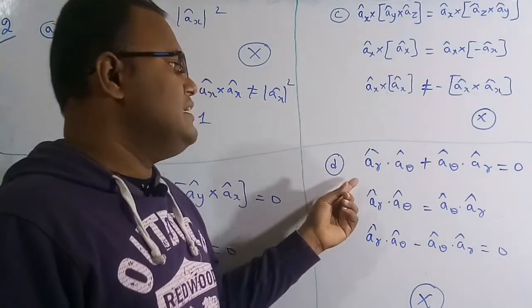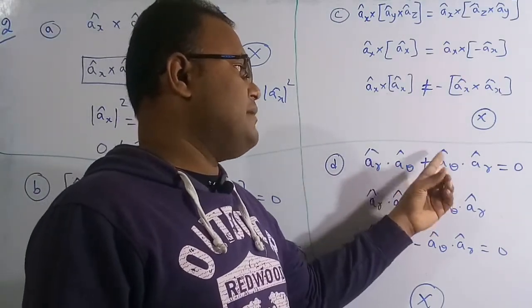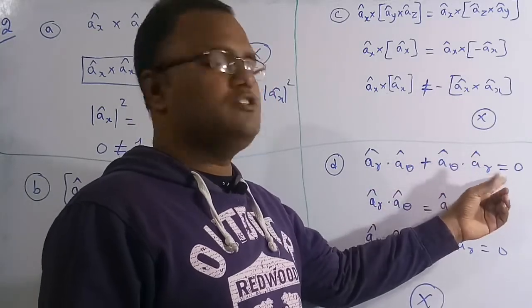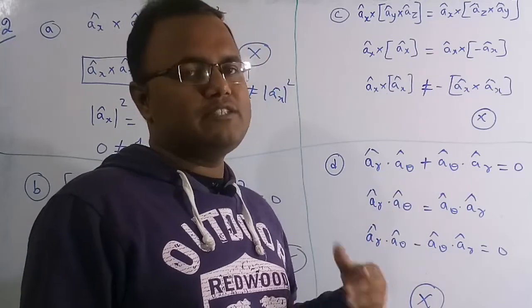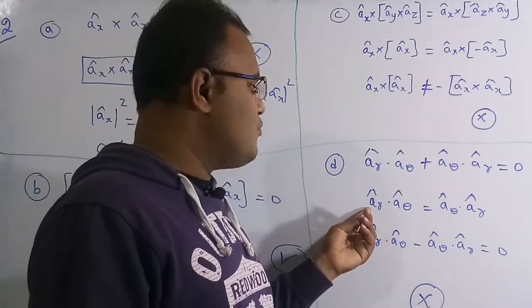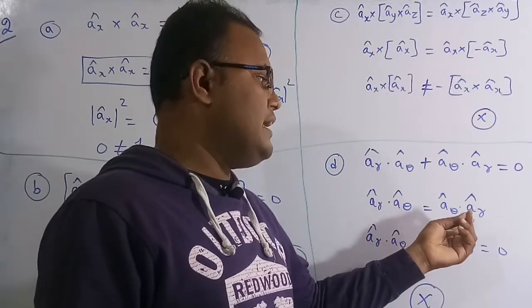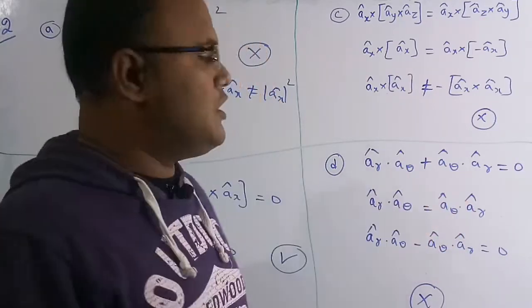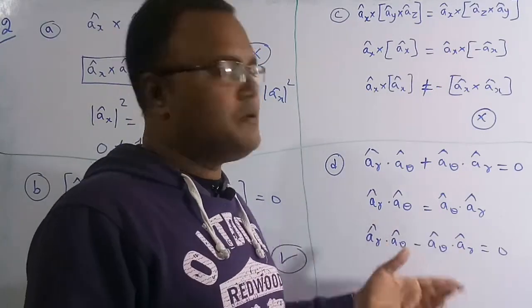And option D, in the question they are given like this: ar cap dot h cap plus h cap dot ar cap is equal to 0. This is what they are given. But actually we know that the dot product satisfies the commutative property. So we can say ar cap dot h cap is equal to h cap dot ar cap, because the dot product satisfies the commutative law. So you can go for a into b or b into a, both are the same.